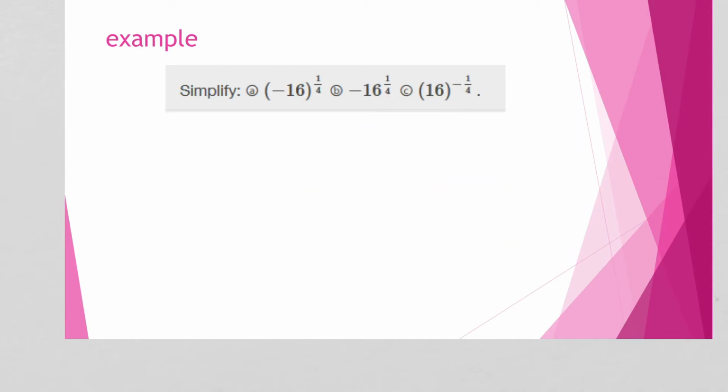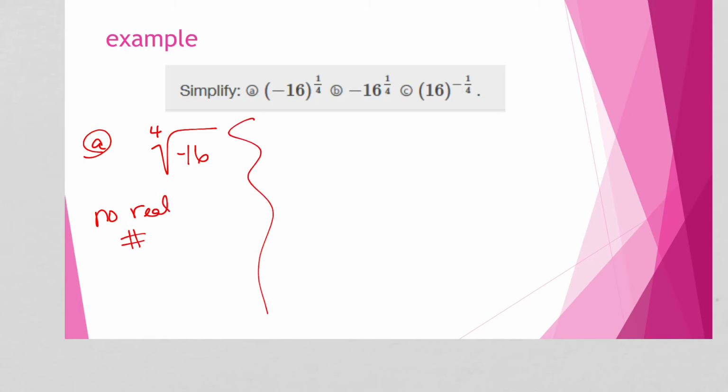All right, let's look at A. So we've got a negative under the radical. We've got a negative 16. Our root is a 4, or our index is a 4. Okay, so we're taking the 4th root of negative 16. Now remember, when this is even, there is no such number that can multiply times itself 4 times to give you a negative. So this answer would be no real number. You could say no real solution.